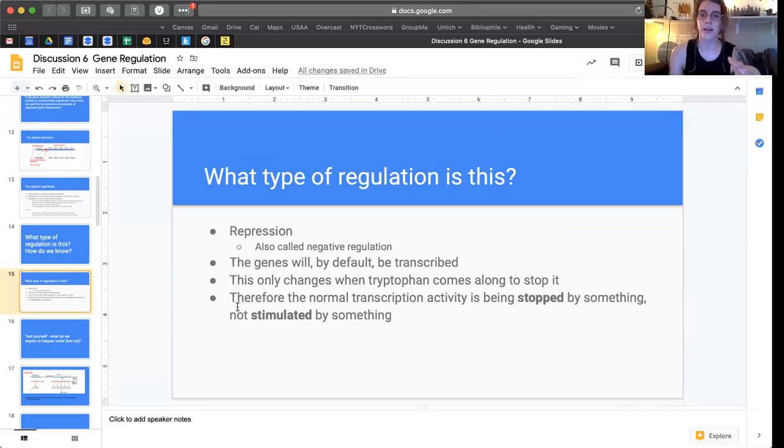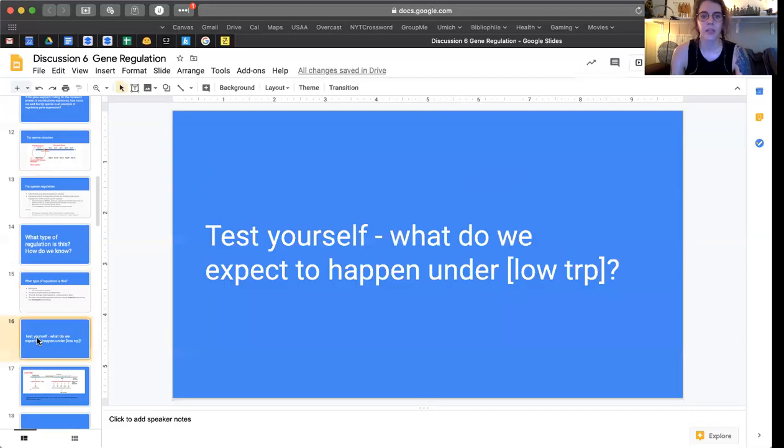So overall, we can think of, okay, the normal transcription activity is going to be high, and it's going to be stopped by the addition of the new thing or the new condition. If this was positive regulation, we would expect the reverse, where we have low transcription that's then stimulated or activated by something. So you can think about, what's the net change? Is it going up or down in terms of transcription levels? And that will tell you if it's positively or negatively regulated.